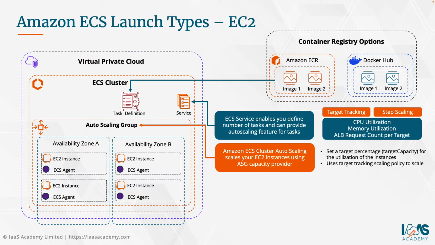To define the scaling, you would set the target percentage, what's called the target capacity, for the utilization of the instances, and you can use target tracking scaling policy to scale out and scale back in. Now, once your service is all set up, your service will then run tasks, and those tasks will be deploying containers within the EC2 instances in your EC2 launch type configuration.